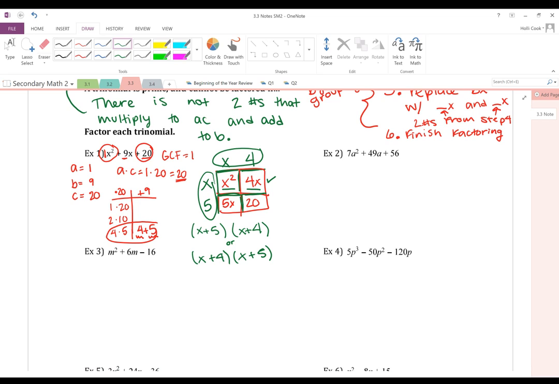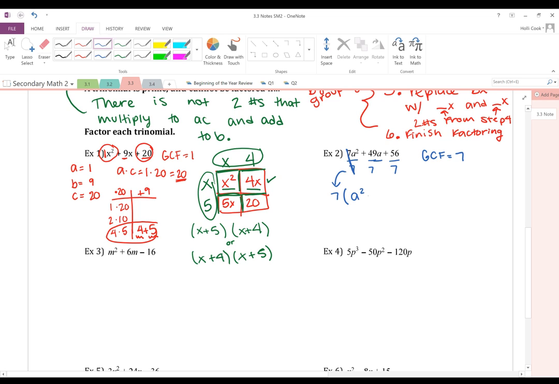Let's move on to example 2. So let's check for our GCF here. GCF is going to be, what goes into all of these? 7. Okay, so it's not 1, so that means we have to divide everything. So we're going to divide by 7, and remember, whatever our GCF is comes out front. So 7a squared divided by 7, the 7's turn into a 1, so all we have is a squared.